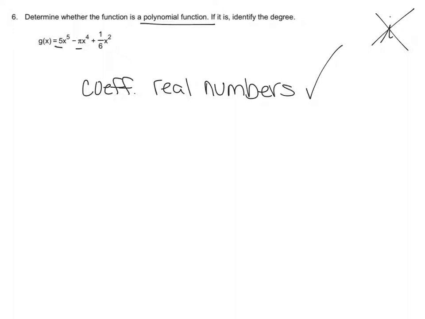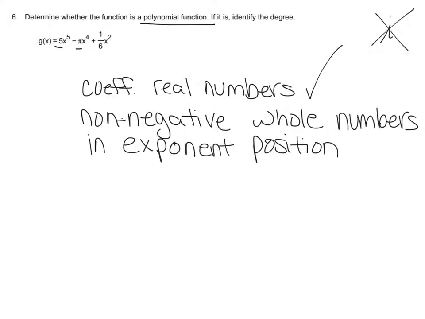The second criteria is that we must have non-negative whole numbers as our exponents. So if we look at each of our exponents, we want to make sure that they are not negative or fractional exponents. So we have a 5, a 4, and a 2. And all of those exponents are non-negative whole numbers, so it fits that criteria. Therefore, I can say that I do have a polynomial function.